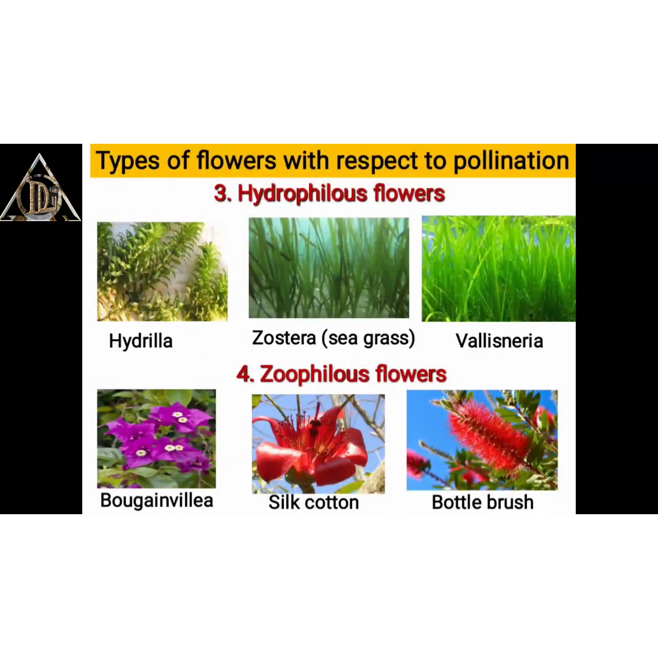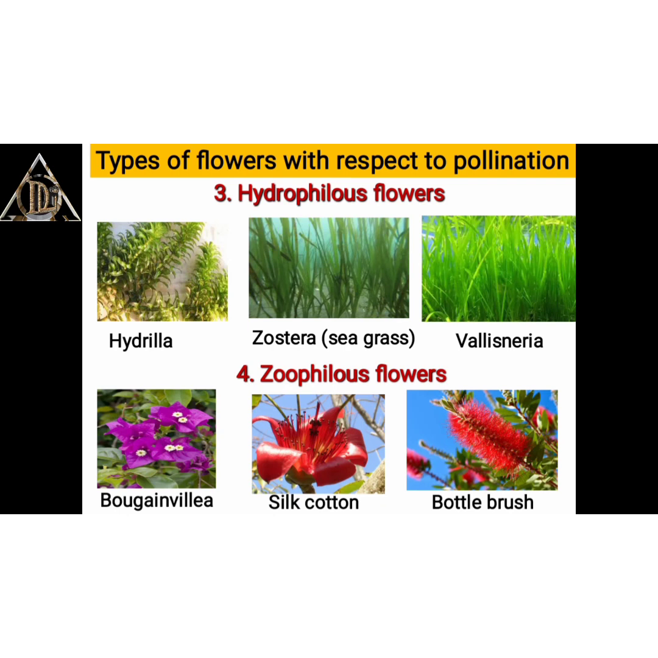Number 3, we have hydrophilous flowers. These are flowers that are pollinated by water. That is, water is an agent of pollination that makes pollination possible in these flowers. Examples of hydrophilous flowers are hydrilla, zostera, which is also called seagrass, and vallisneria.